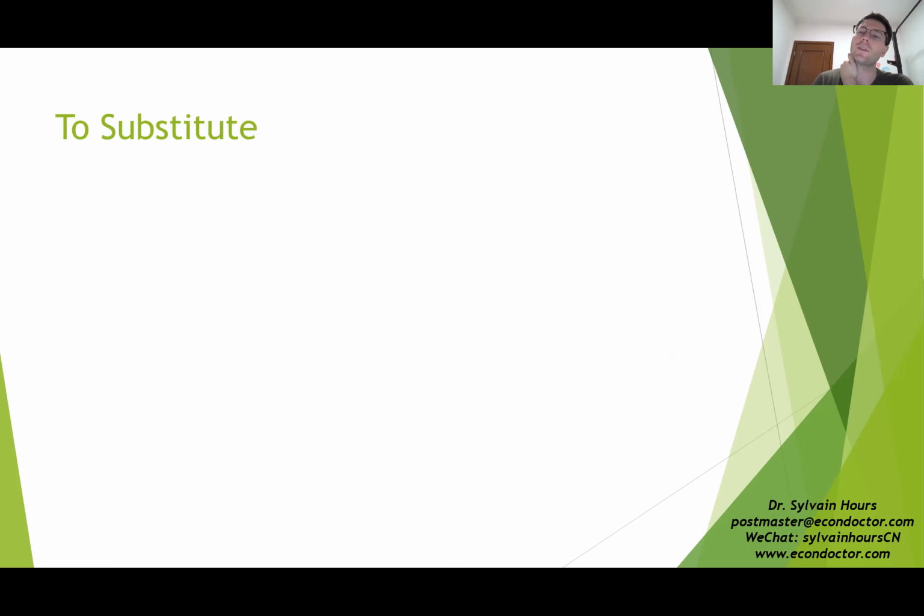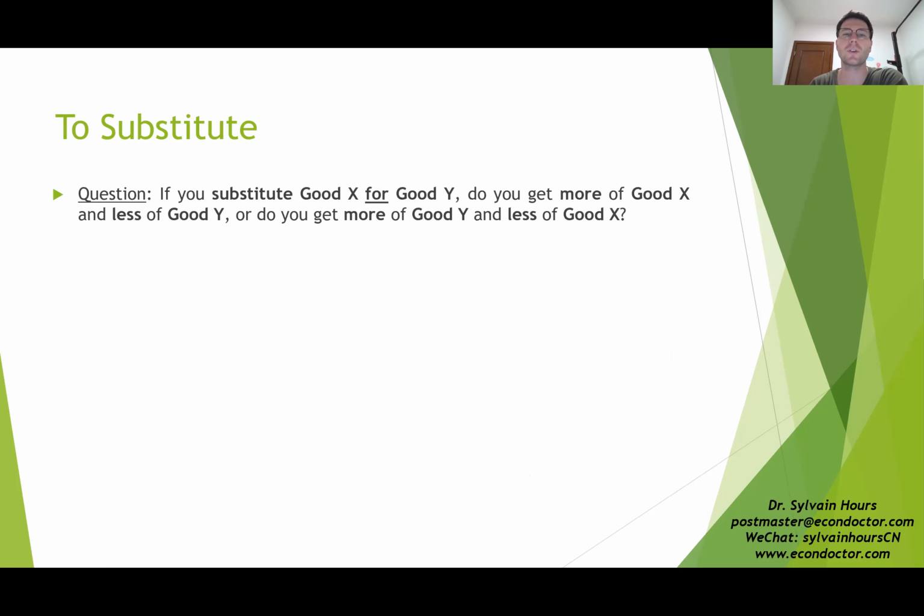First, you can just make sure that students understand how to use this verb, because it might be a bit tricky. We often say substitute one good for the other, and sometimes it might be a bit unclear what it means. So I usually start with this. If you substitute good X for good Y, do you get more X and less Y, or do you get more Y and less X? Okay, just to make sure that they understand what it means to substitute one good for the other.